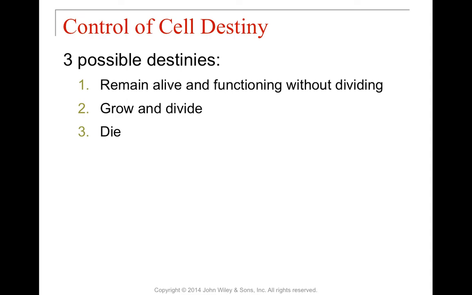Or it can grow and divide, right, and make more cells over and over, or it can enter into cellular senescence, which is basically cells that have gotten old and are losing their function, or into apoptotic conditions where cell death is going to occur. So either you remain alive and do your function and don't make any more offspring, or you continue to grow and divide, or you enter into a cell death pathway.